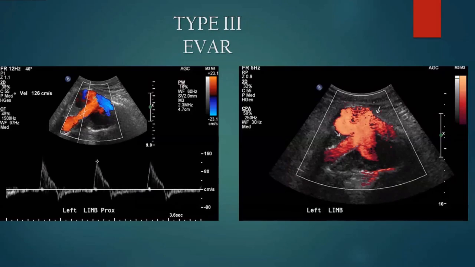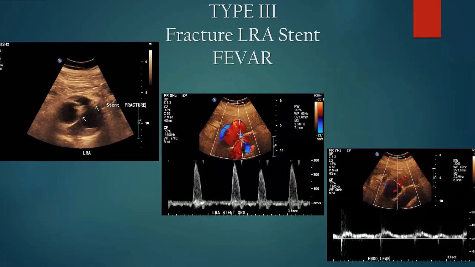And here we have the color Doppler and our power Doppler picking up that slow flow and that type 3. And here we have one with a fenestrated stent graft where there's a fractured left renal artery stent. And spectral Doppler, and then within the aneurysm sac as well.